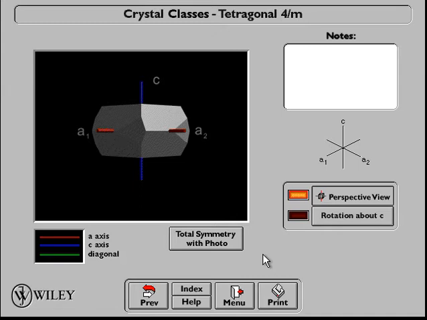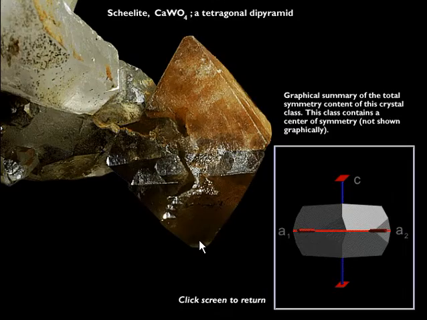So tetragonal 4 over m, we have a fourfold axis and a mirror plane, and we have a 4 over, that means we can have a symmetry operation through the center of symmetry. So we have now here the total symmetry with a photo. And what we have here is scheelite, calcium tungstate, a tetragonal dipyramid. Can you see it? Wonderful. Graphical summary of the total symmetry content of this crystal class.